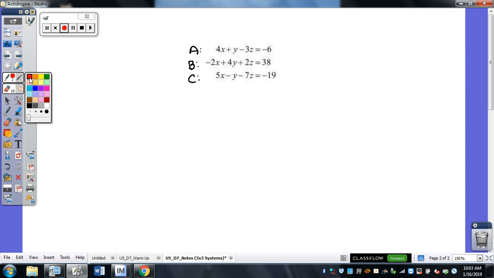So next we have to figure out what letter do we want to get rid of first, X, Y, or Z. So looking at our X's, I got a couple of positives and a negative. Same thing with my Y's. Z's, we got a couple of negatives and a positive. So really, there doesn't seem to be one that lends itself better than the others to eliminate right away. So somebody just pick one, X, Y, or Z.